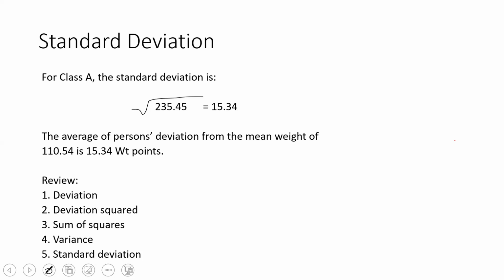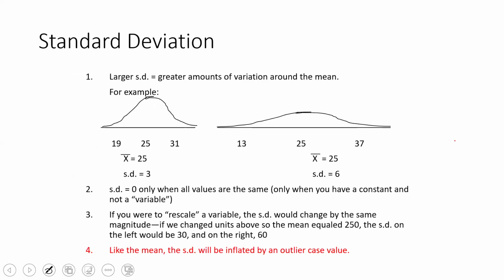Okay, let's continue. So the larger your standard deviation, the greater the amount of variation from the mean. So when you have, look at this, standard deviation is 3. Look at the way the graph is looking. Look at this, standard deviation is 6. You can see that the graph is flatter.